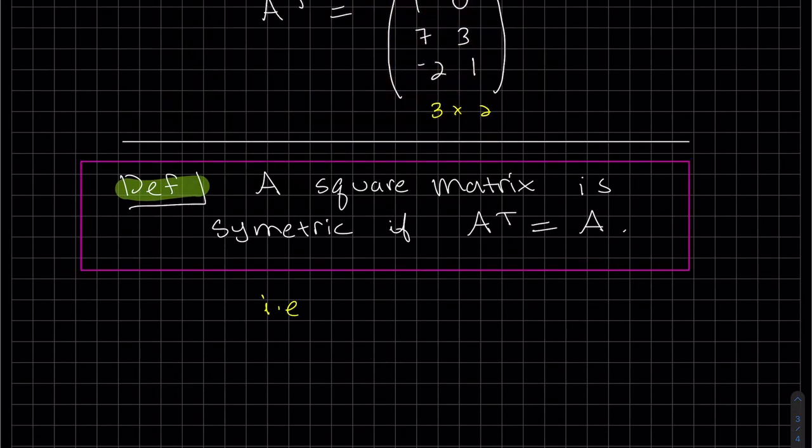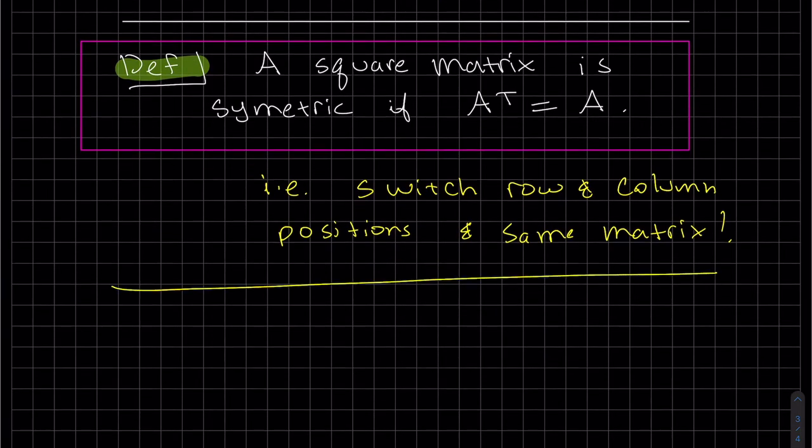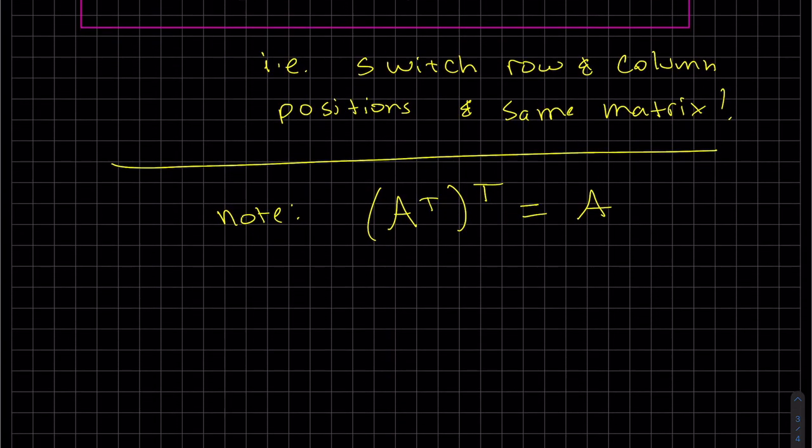So what happens if it's symmetric? If it's a square matrix and it's symmetric, if you find AT, you switch the rows and columns and you get the same matrix back. Just a note here, if we take the transpose of a matrix and you transpose it again, you get A. Just look at this example.